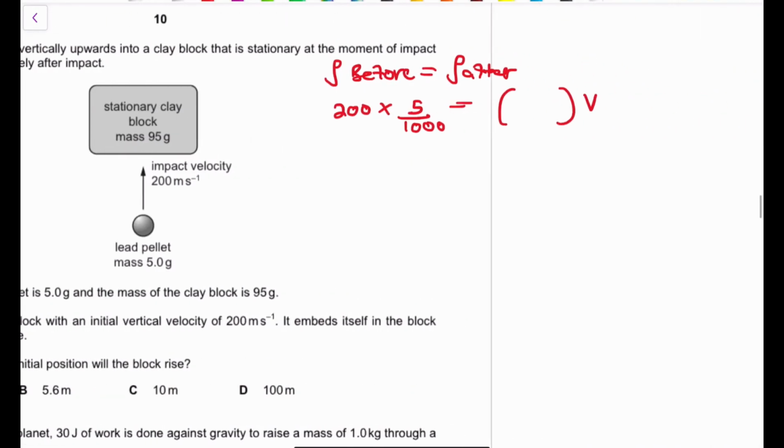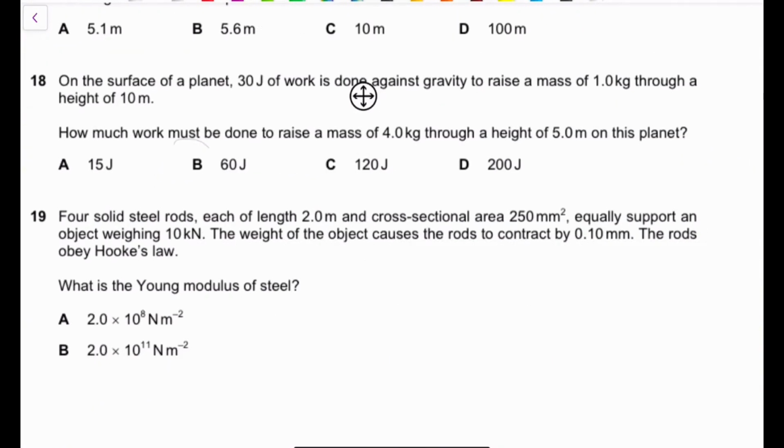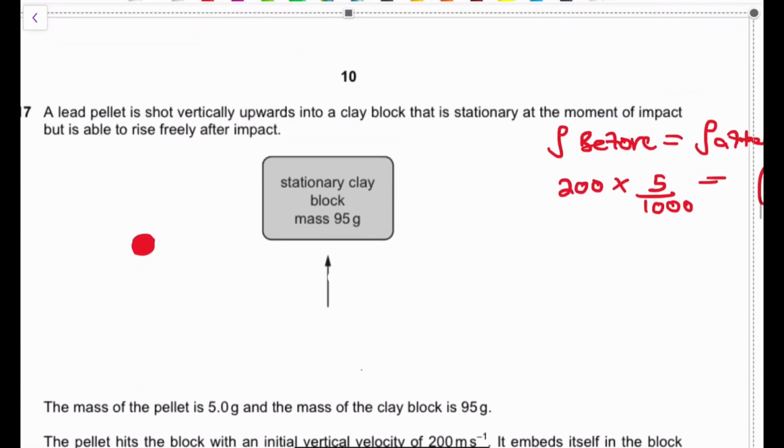Okay, so if you look at this pellet, let's try to accelerate it upwards as it's going to move, right? So when I have this pellet, which is over here, we're going to try to move that pellet so that it can get embedded inside this particular stationary clay. Okay, so what's going on is, let's look at our clay here.